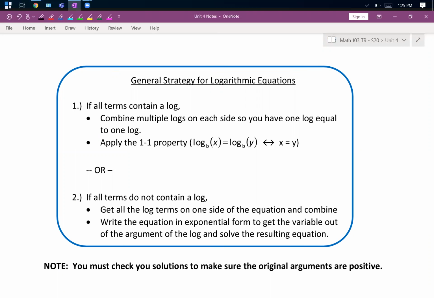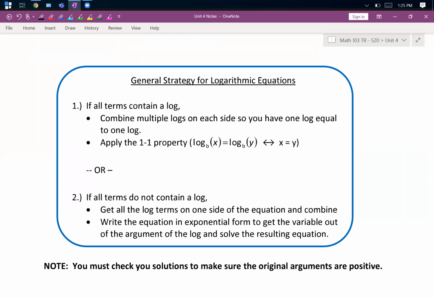To use the one-to-one property, we have to have 1 log equal to 1 log. Sometimes we'll have multiple logs on each side of the equation. So if that's the case, you want to combine logs on each side so that you do have 1 log equal to 1 log.